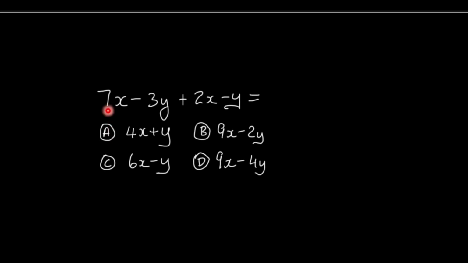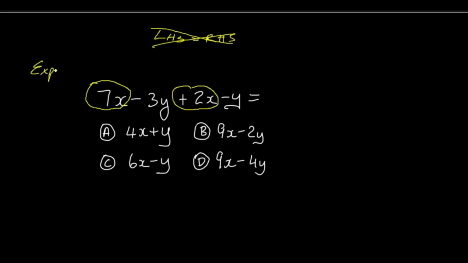And now here we have this question. It says 7x minus 3y plus 2x minus y. So how do we do this? We want to group the like terms, correct. So we're going to take the 7x and the positive 2x and group them. Notice that we do not have an equation. In other words, we don't have the left-hand side equal to the right-hand side. So this is an algebraic expression, meaning that when we move around the terms, we do not change the operations.